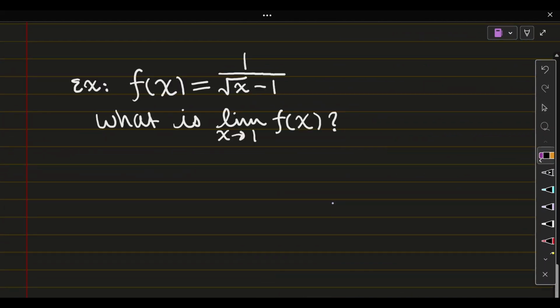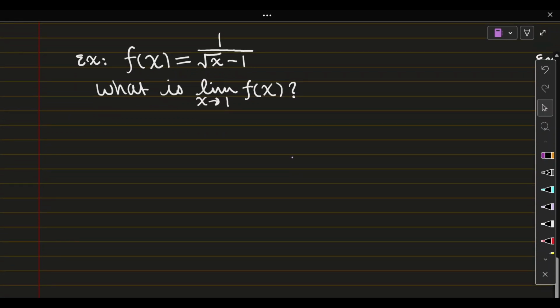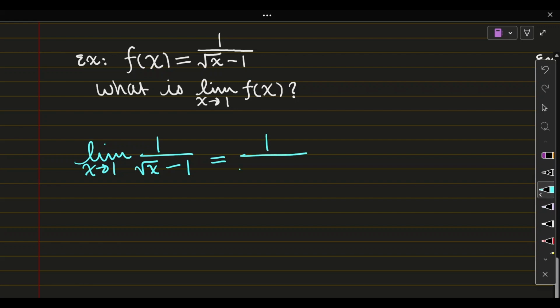Okay, so moving on to this example, I have f of x equals 1 over the square root of x minus 1, and I want to know what the limit as x goes to 1 of f of x equals. So I have the limit as x goes to 1 of 1 over the square root of x minus 1. Well, if I plug things in here, I just have 1 over the square root of 1 minus 1, which is 1 over 0.